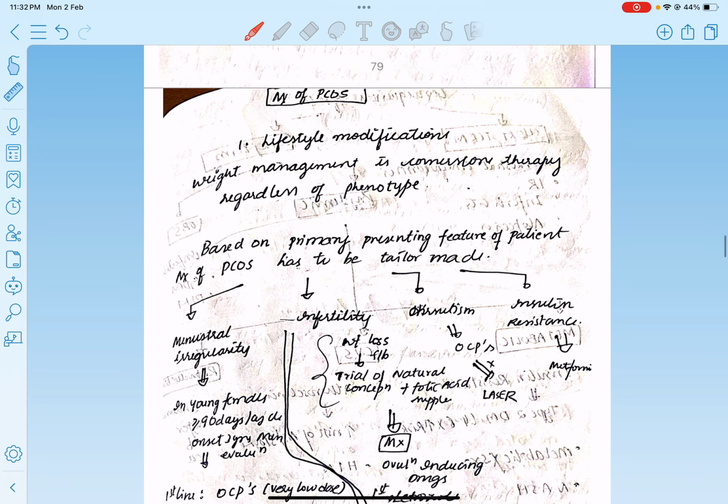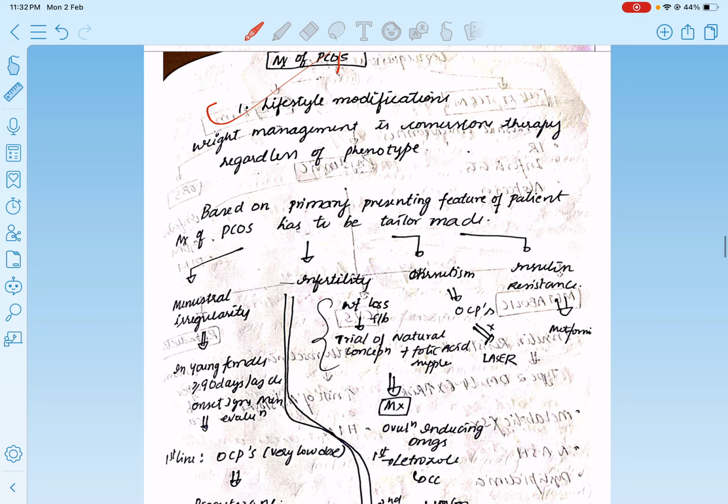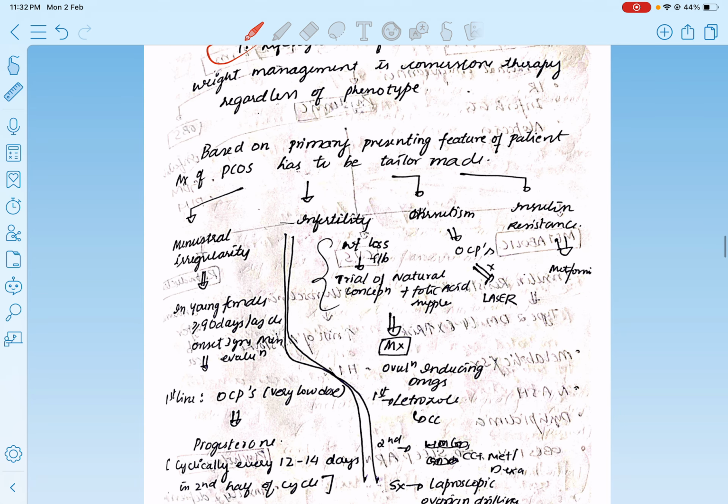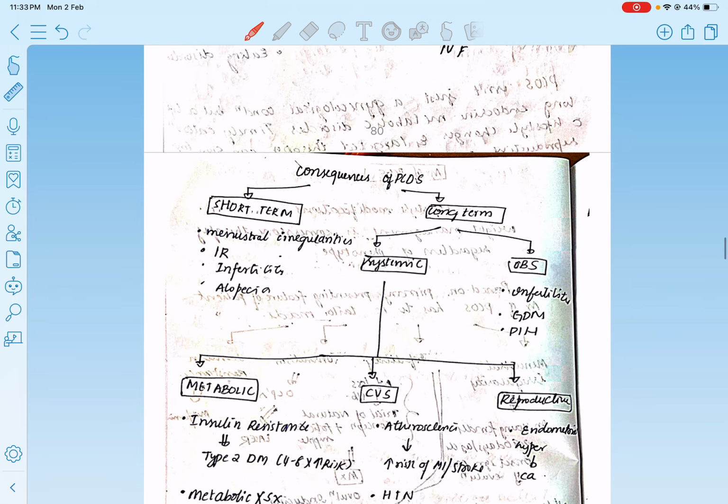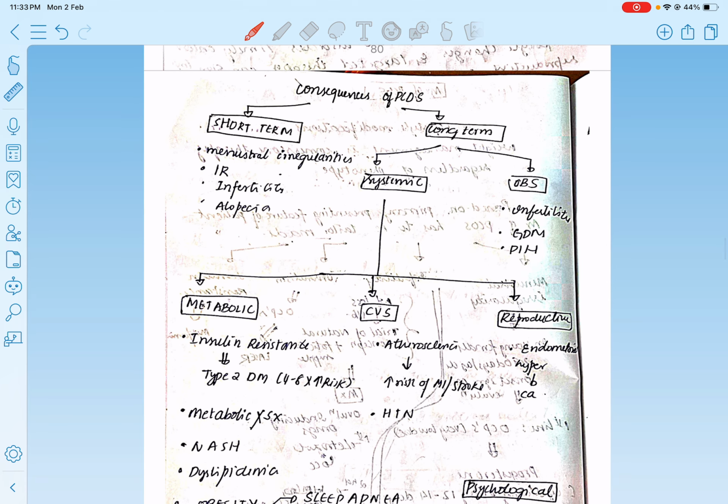In management, as I told, first is lifestyle. Then you need to know the primary problem. If she has hirsutism, then you need to address it; you can use laser. If she has infertility, obviously first general measures, then you can try letrozole. If she has menstrual irregularities, then you can start her on OCP or progesterone based on whether the cycle is regular or irregular. And if she has a systemic complication, then you can try metformin.